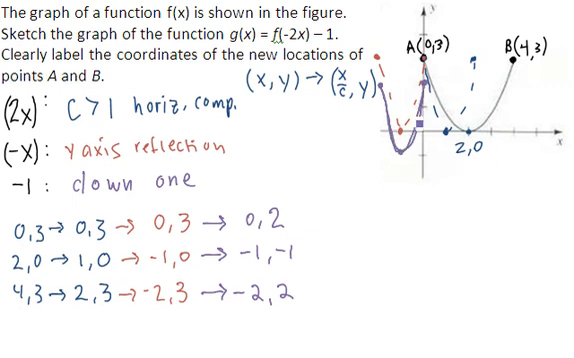And that would be the solution. I guess we could label the coordinates as well: (0, 2) and (negative 2, 2). And if we wanted, we could do (negative 1, negative 1).